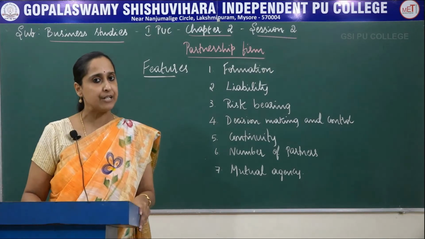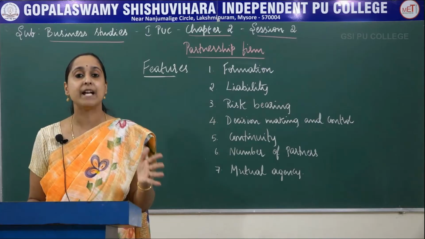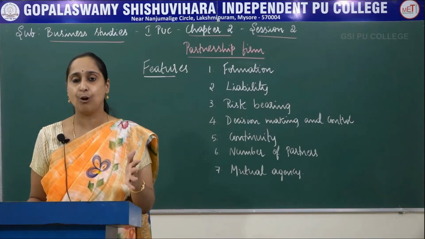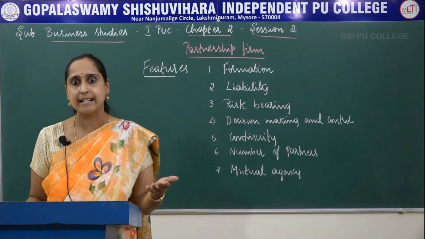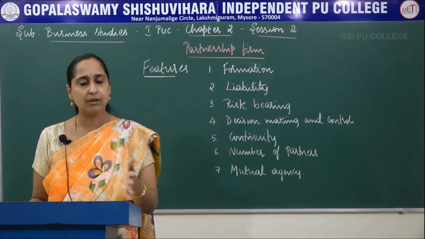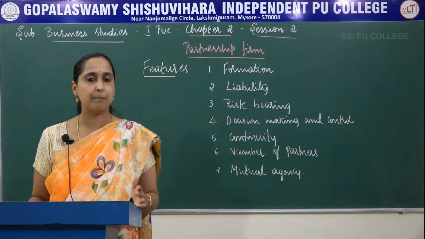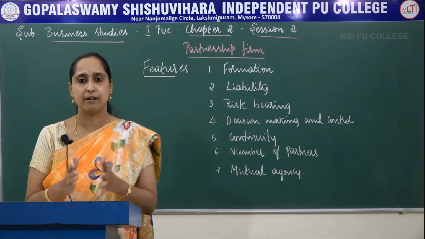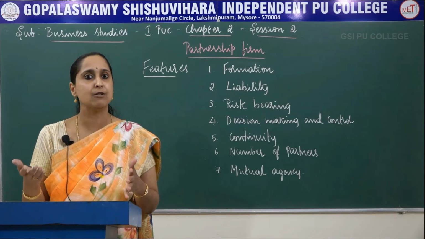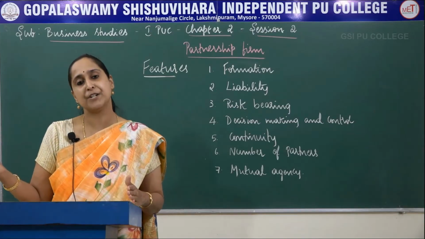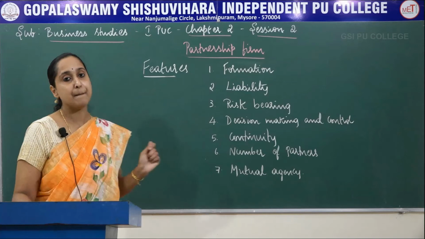Next is continuity. In case of sole proprietorship, we saw that the business may come to an end by the death of the sole trader, or by insolvency, insanity or bankruptcy. But in case of partnership, if one of the partners dies, retires or becomes insolvent, the remaining partners will continue the business. So that is continuity.